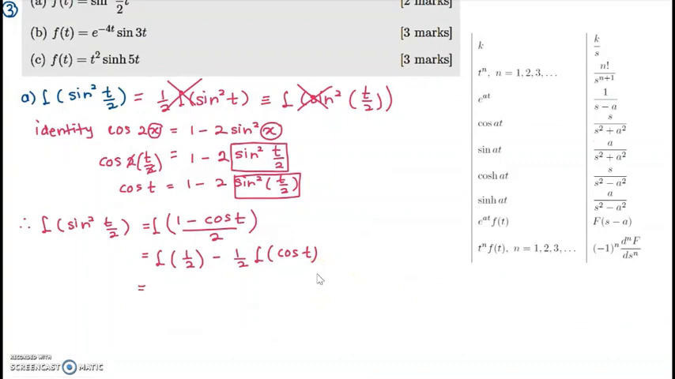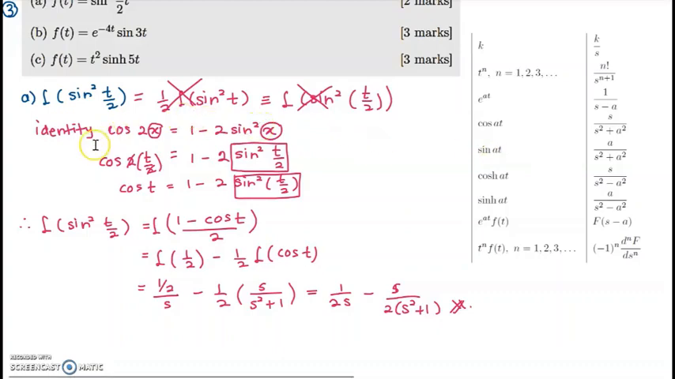The Laplace of half is the Laplace of a constant, so we can refer to the Laplace of k. The Laplace of half is half over s, or 1 over 2s, minus 1 over 2 Laplace of cos t. We look here, cos at, and the answer is s over s square plus a square. In our case, a is 1, so we have s over s square plus 1 square, which can be written as 1 over 2s minus s over 2 times (s square plus 1). That's how we solve the first problem.